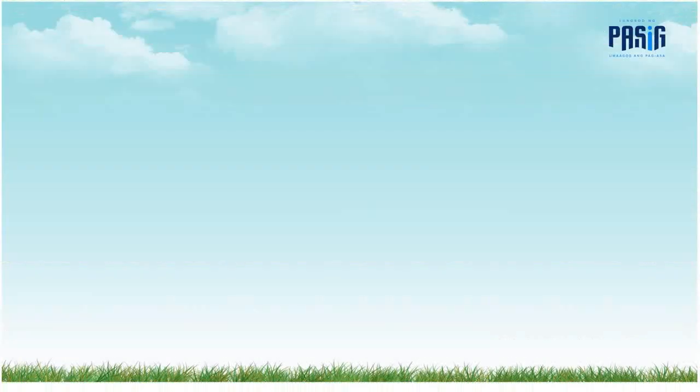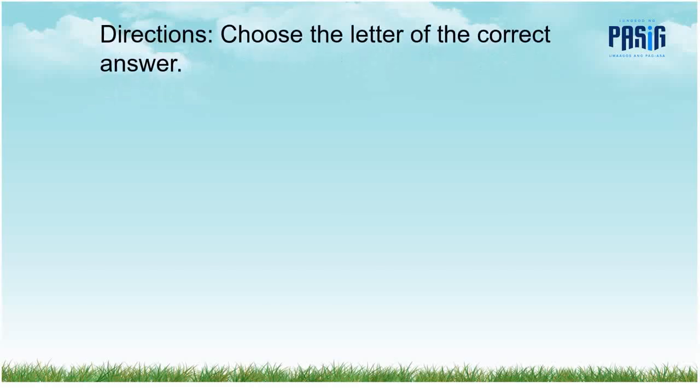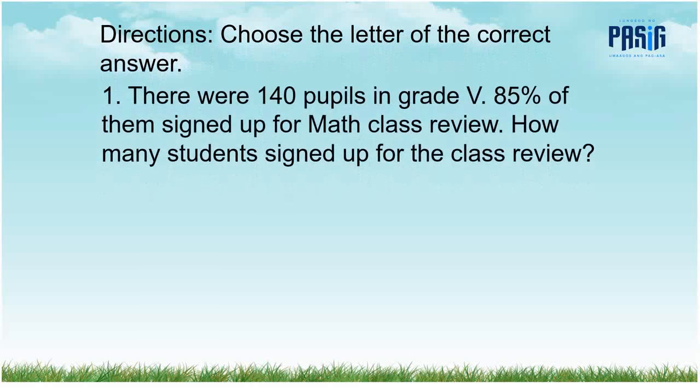Before we start our lesson, you are going to answer 5 questions. Directions. Choose the letter of the correct answer. Number 1. There were 140 pupils in grade 6. 85% of them signed up for math class review. How many students signed up for the class review? A. 21, B. 55, C. 119, or D. 225. Choose your answer. The answer is letter C, 119.